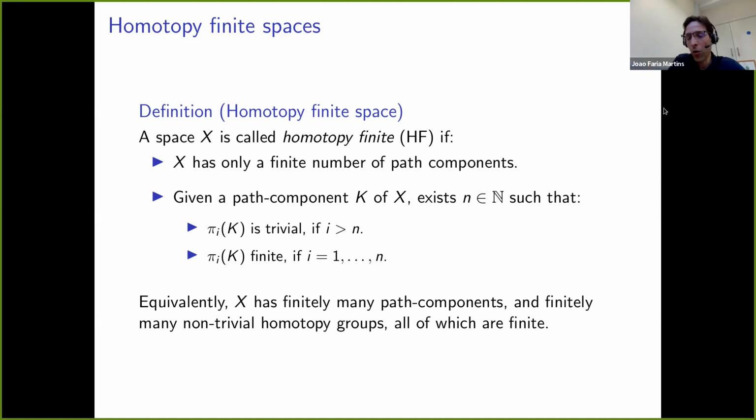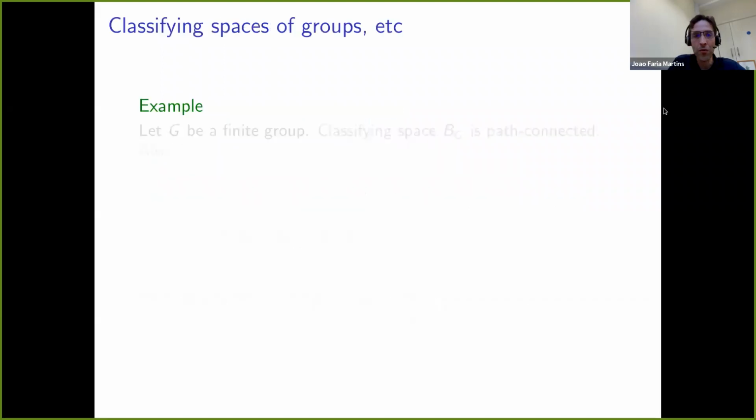Okay, so all homotopy groups are finite. There's only a finite number of non-trivial homotopy groups, and moreover, X has only a finite number of path components. Right, and this homotopy finite space has quite a number of nice properties. For example, what's the first example of a homotopy finite space?